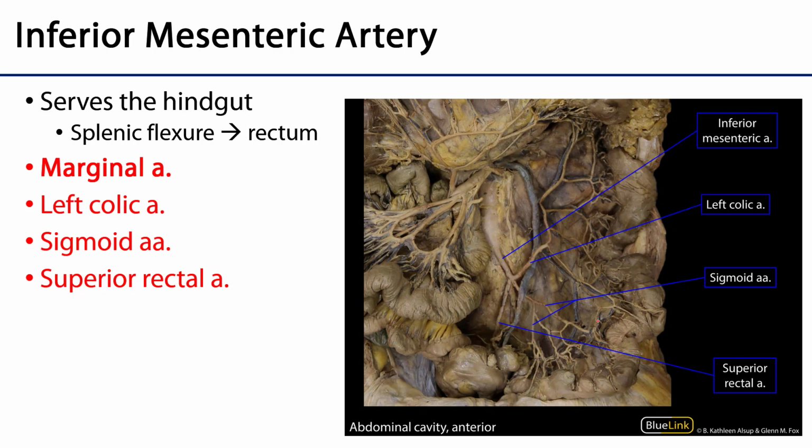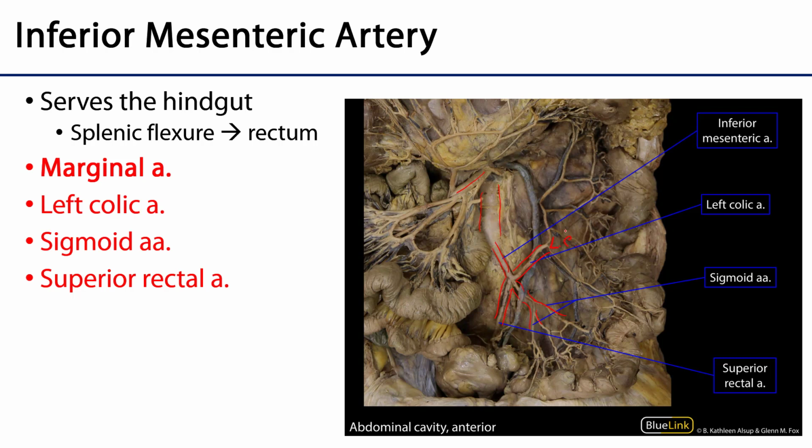The next branch is the inferior mesenteric artery. So here we can see a little bit of SMA. It's been reflected away. Here's our abdominal aorta, and then kind of coming off left laterally is the inferior mesenteric. And there are going to be three major branches here. There is a left colic, a sigmoidal, and that sigmoidal usually ramifies into 3 to 5 branches, and then a superior rectal artery.